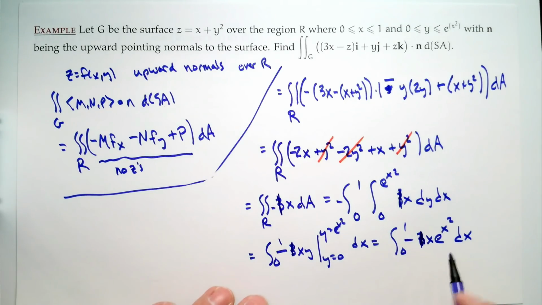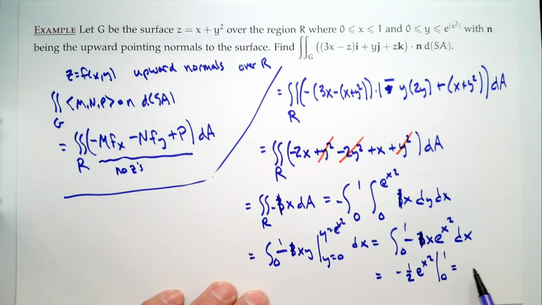So the integral of x e to the x squared turns out to be 1/2 e to the x squared. It's an easy substitution to make. Evaluate that from 0 to 1. And so you get minus 1/2 e and minus 1.